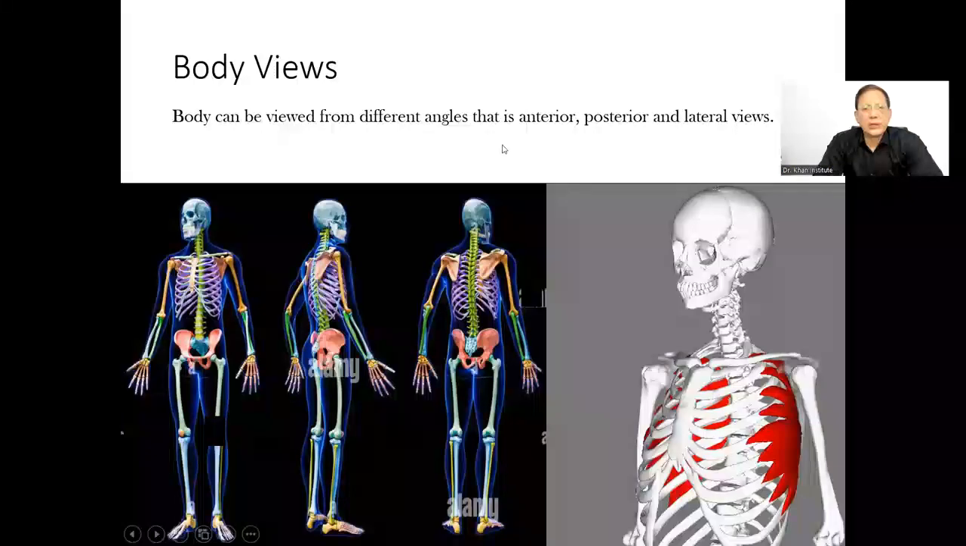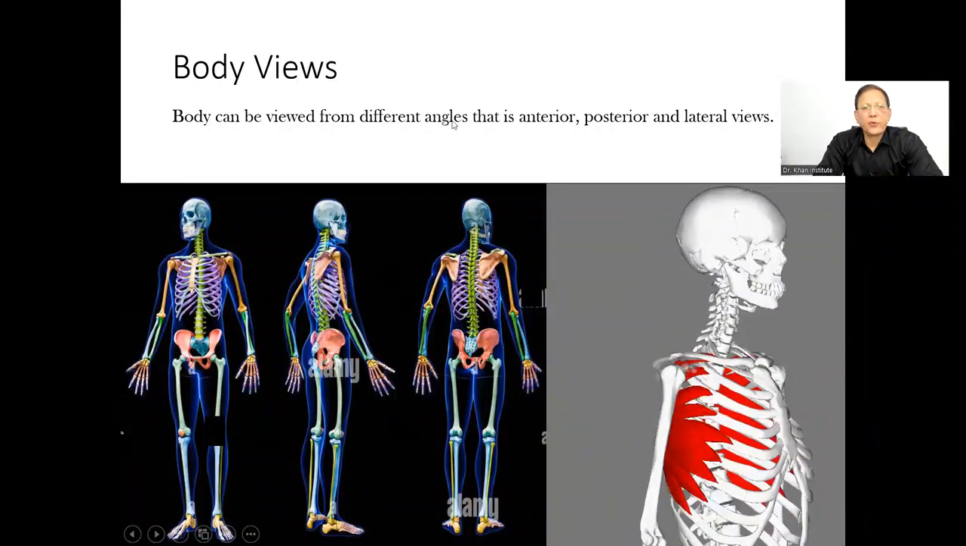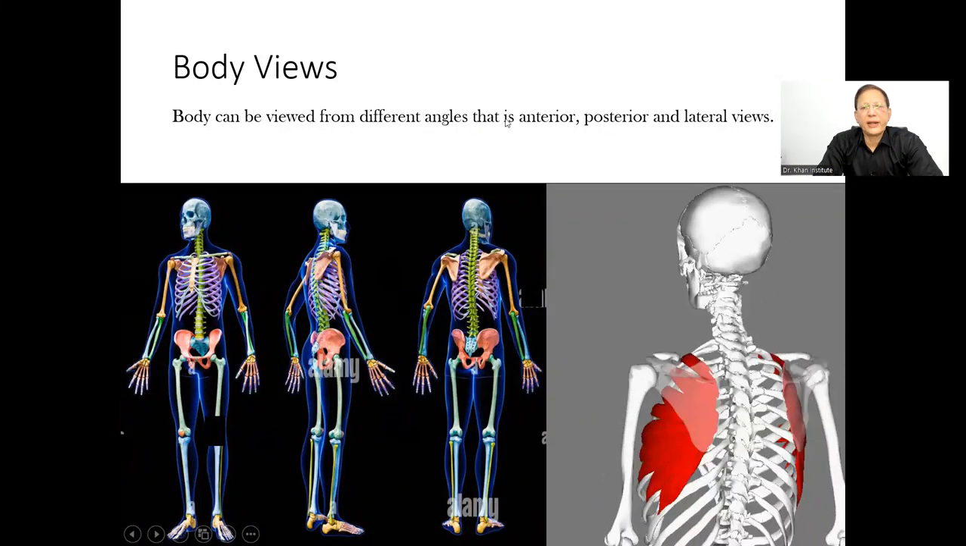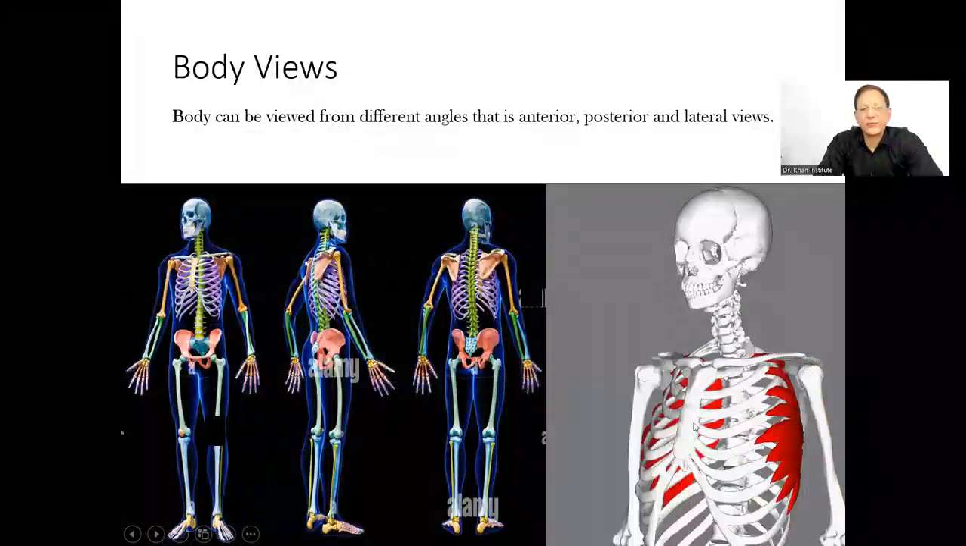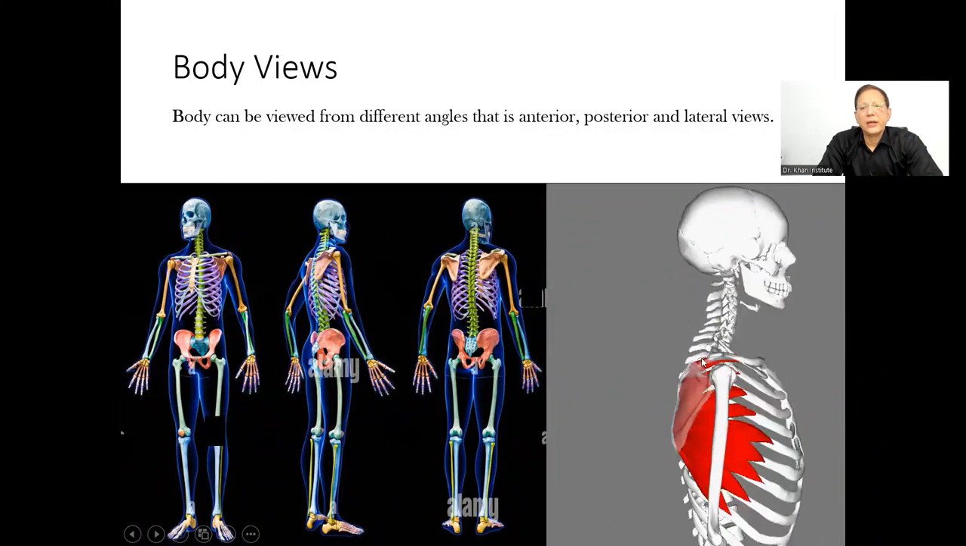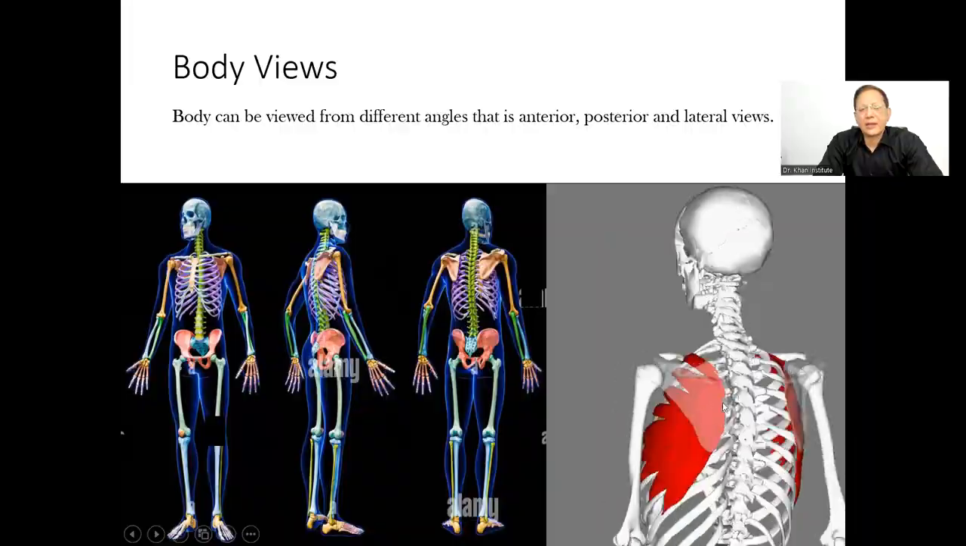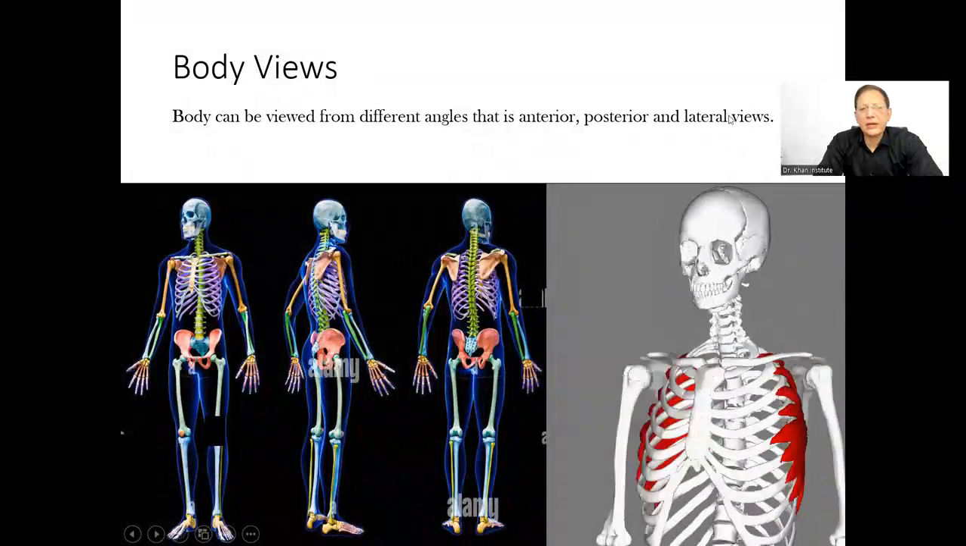Body views. The body can be viewed from different angles. That is, we can see it from the front or anterior side, we can see it from the back or dorsal side, and the lateral.